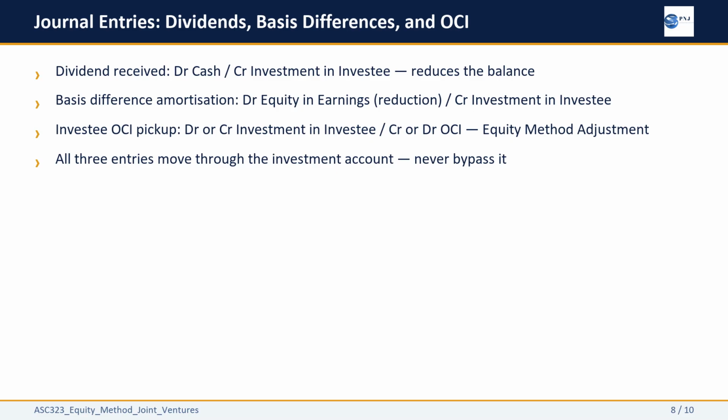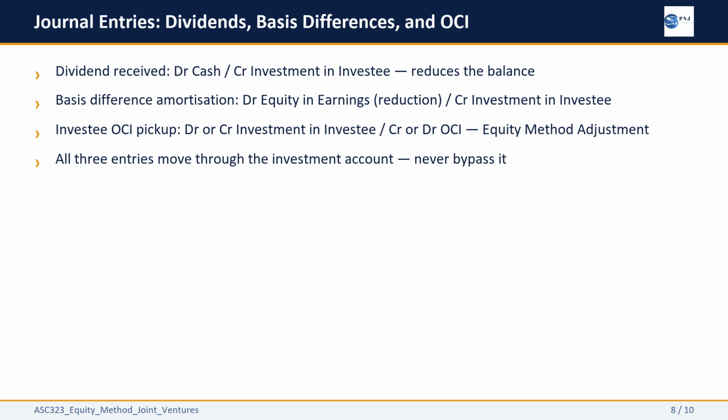Second, when you allocated a basis difference to depreciable assets at acquisition, you amortize that difference each period by reducing your equity in earnings and reducing the investment balance. Third, if the investee records other comprehensive income items, such as pension adjustments or hedging gains, you pick up your proportionate share through your own other comprehensive income section, with the offset going to the investment account. Notice the pattern. Every entry flows through the investment account. That single balance sheet line is the heart of the equity method.